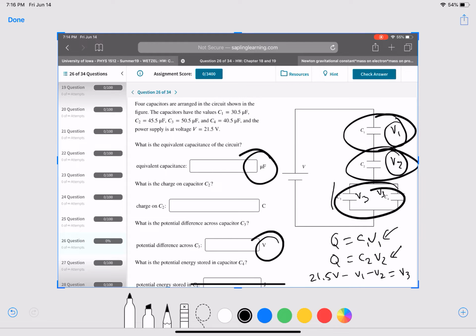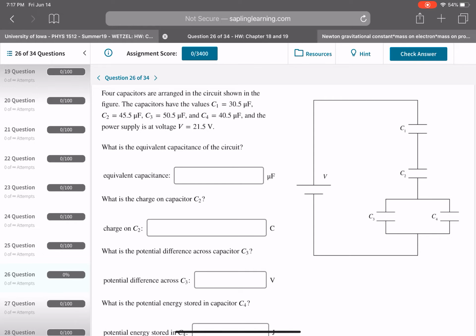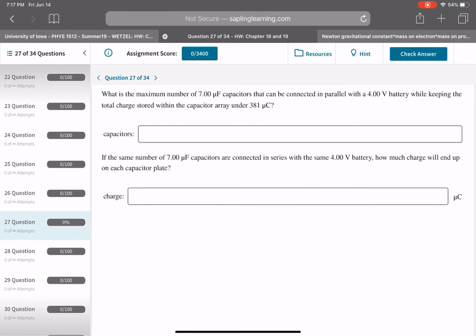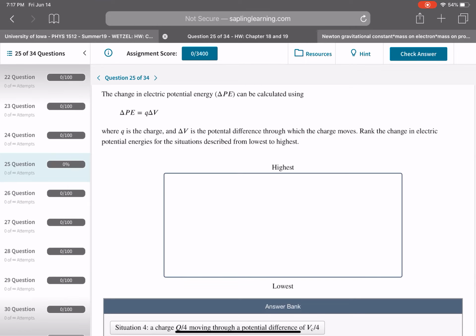And then what is the potential energy stored in capacitor C4? You know that the voltage there is the same as on C3. So once you figure out V3, you can do the energy is 1/2 C4 V squared, 1/2 CV squared, and calculate what that is. Okay. And then 26. Oh, okay, that was 26.